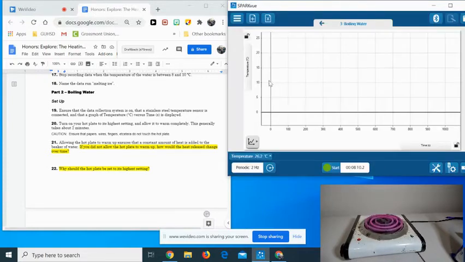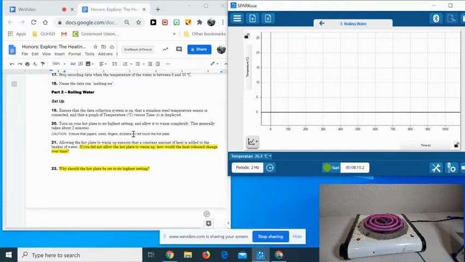And I want to make sure that I have my temperatures in degrees Celsius and my time in seconds. Then it says turn on your hot plate to its highest setting. So I actually already have that done. I've already started that process. And it says that this generally takes 2 minutes.